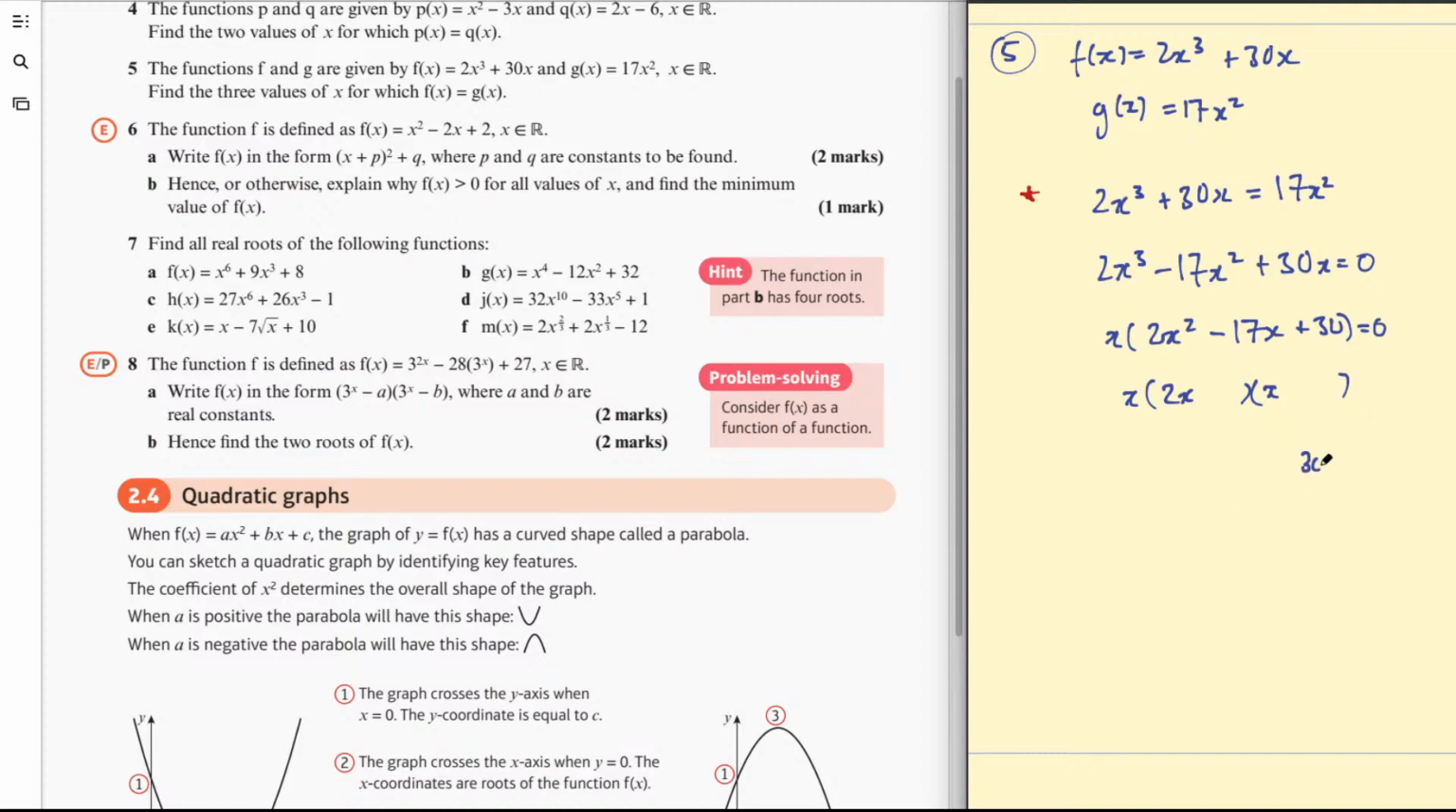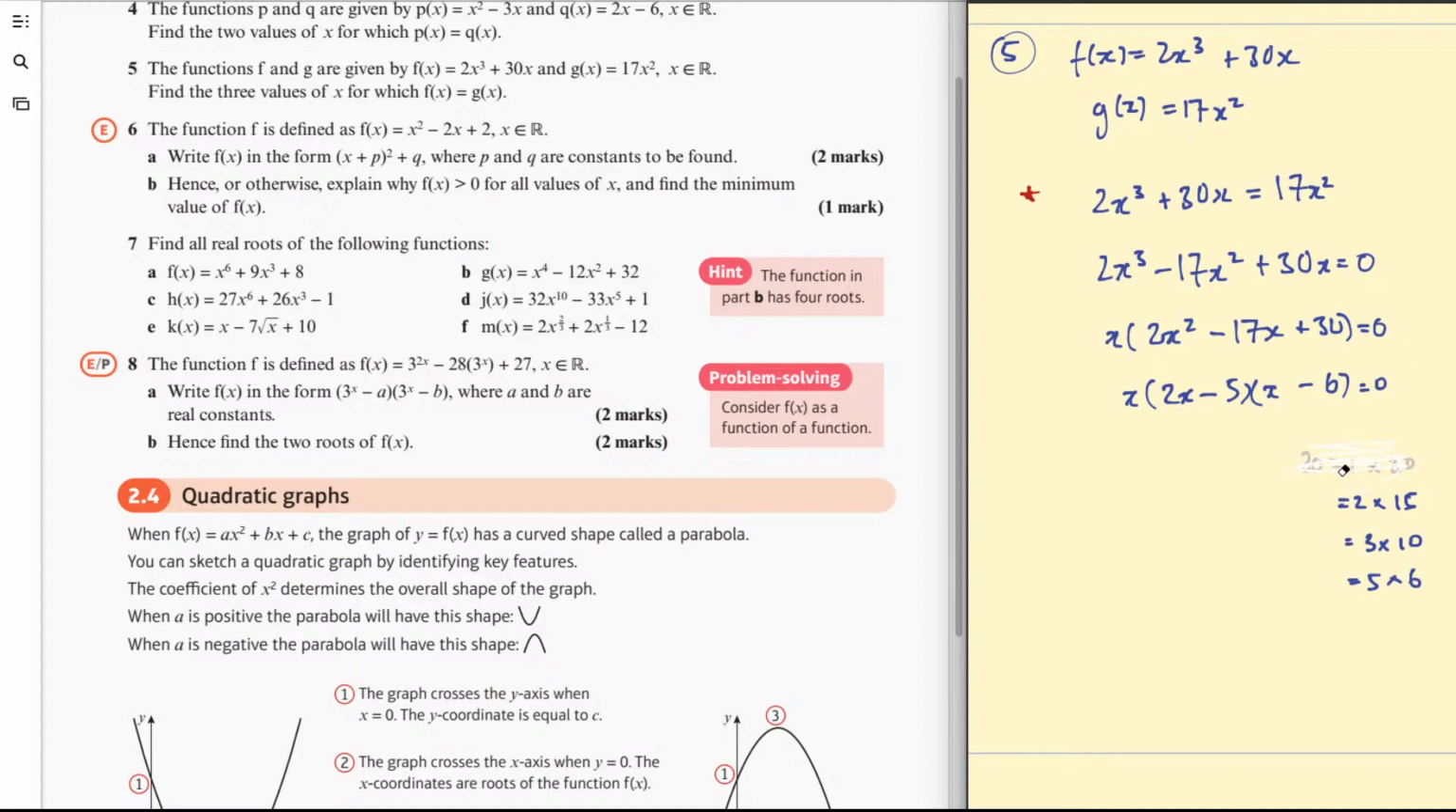So other factors of 30. Let's think of the factors of 30. 1 and 30, that's not going to work. 2 and 15, pretty sure that doesn't work. 3 and 10, already tried that one. 4 doesn't go. Oh, 5 and 6 maybe. So if we did 2 times 6 and then 5, that's going to work. So we're going to use 5 and 6 here. So 2 times negative 6 is negative 12. Take 5 is negative 17.